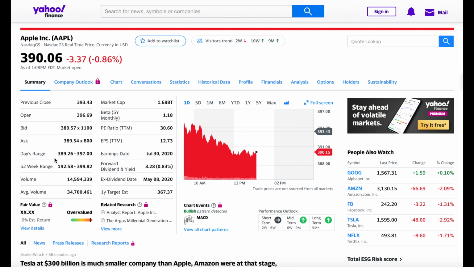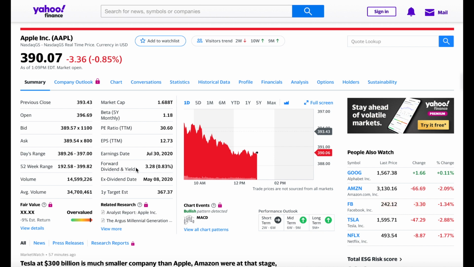The day's range is the lowest they've been at for the day and the highest they've been at for the day. The 52-week range is the lowest they've been at within the last year. But when I say year, I mean from last July to this July. It's not from January till now. So within the last 52 weeks, they've been as low as 192. So if you got in at 192, I mean, you're making moolah right now. Lots and lots of money.